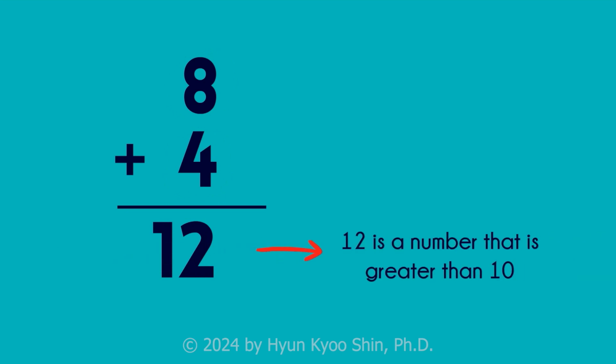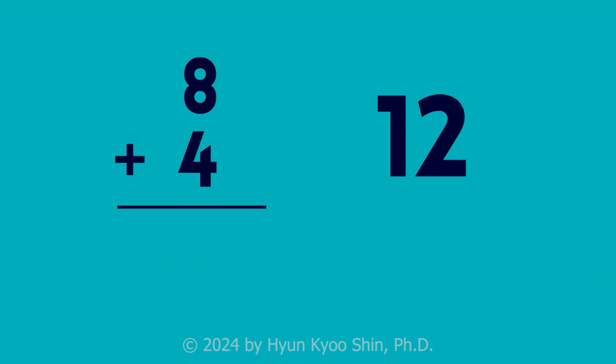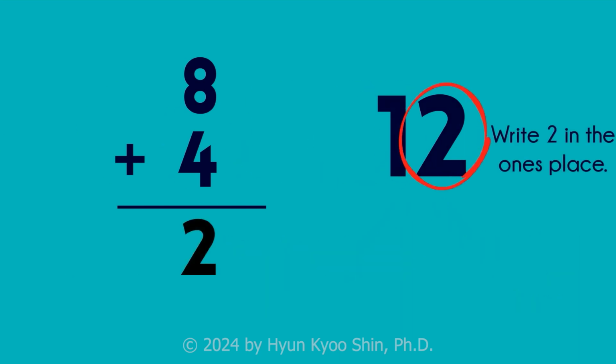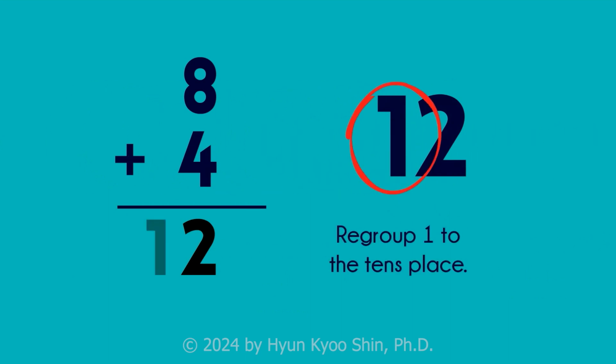12 is a number that is greater than 10. The value of 2 is 2 or 2 ones. The value of 1 is 10 or 1 tens. Write 2 in the ones place and regroup 1 to the tens place.